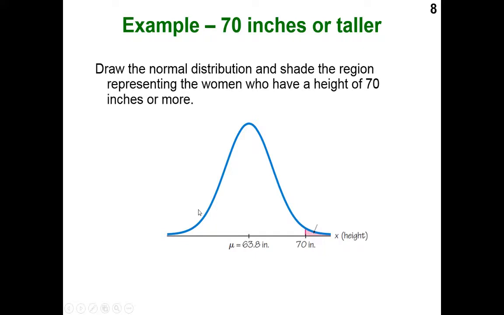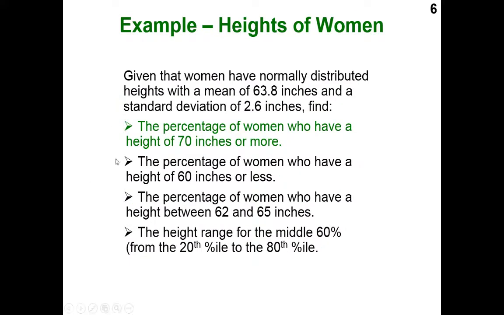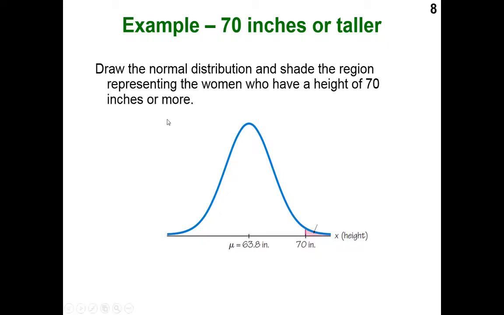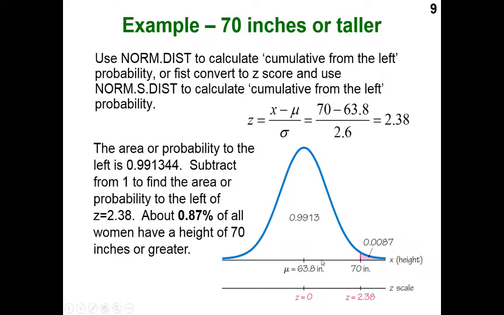Okay, I was mentioning we're going to work through all four of these, but for now, let's work through the first one: the percentage of women who have a height of 70 inches or more. It's a good thing to start with the picture. So we use a normal distribution that has a mean of 63.8, and we're looking for 70 inches or more. So the region up here, this arrow's pointing at it, we want to look at what percentage of the area, or what probability there is, that a woman selected at random would be in this region, having a height of 70 inches or more.